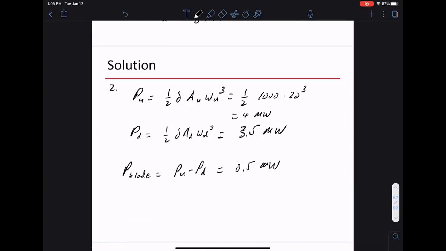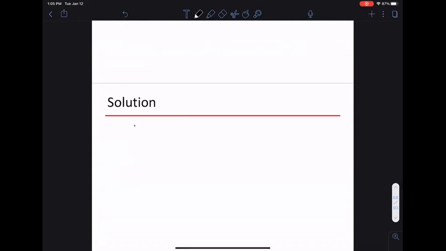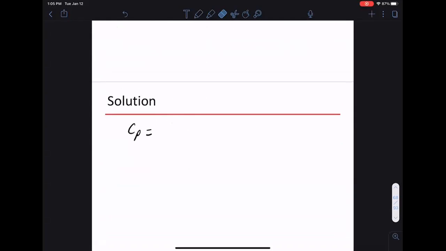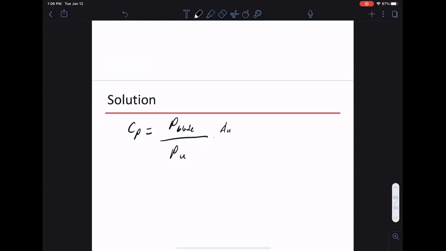So there are many ways we can compute the coefficient of performance. One way to do that is to plug into the equation we have. One way is to say CP is simply the amount of power we have in the blade, divided by the amount of power upwind, normalized by the difference of the ratio.